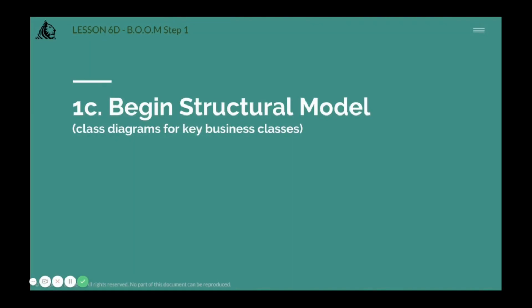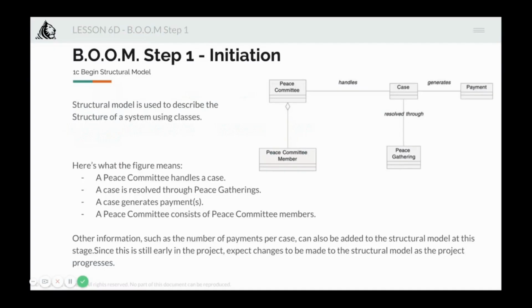Now that we are done with system use cases, let's begin the structure modeling. Well, a structure model is used to describe the structure of a system using classes. How original, right? But essentially, if you have an idea about exactly how you want the system to be structured, creating a model is pretty good. It initiates a good discussion among the developers as well as the business stakeholders, right?